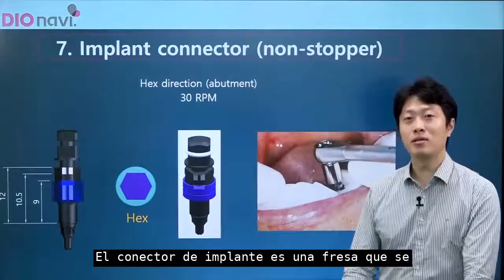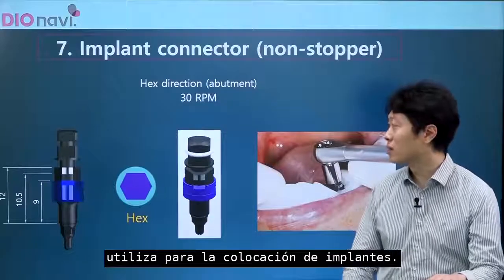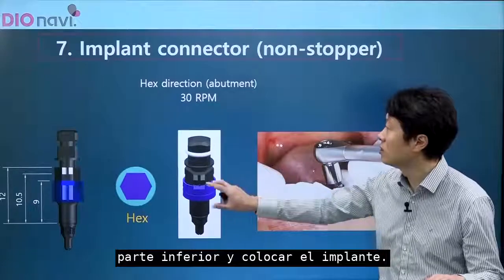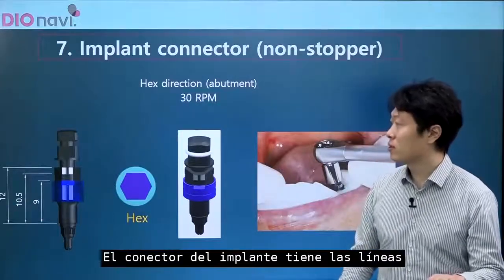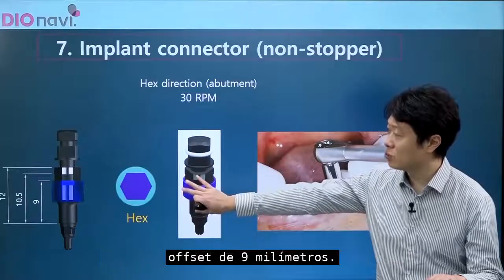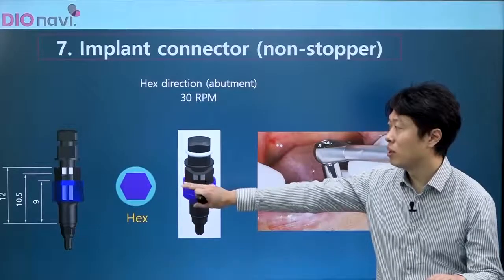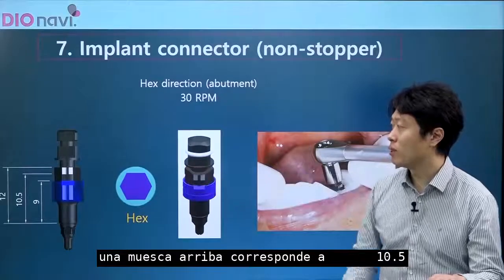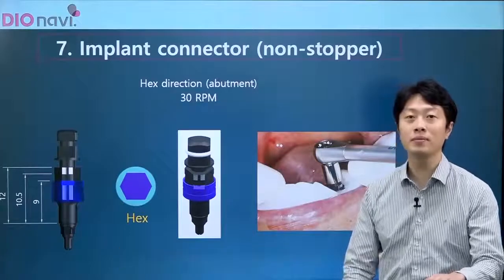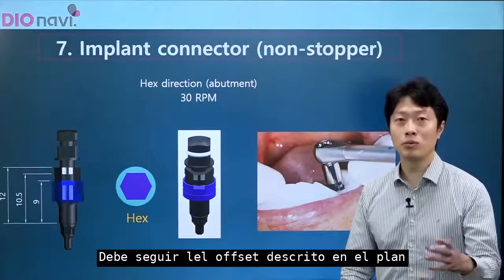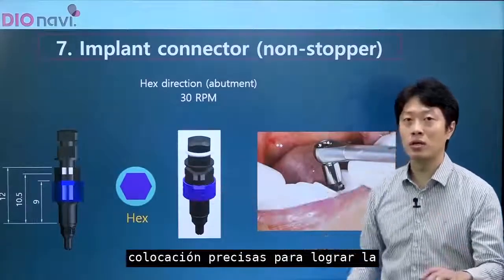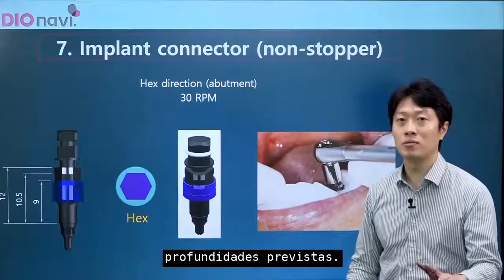The implant connector is a drill used for implant placement. You can use this drill to connect the implant fixture to the bottom and place the implant. The implant connector, too, has lines marked. The lowest corresponds to 9mm offset. One notch above corresponds to 10.5mm and the top to 12mm. You should follow the offset described in the treatment plan and meet the accurate placement depths to achieve implant placement at the intended depths.